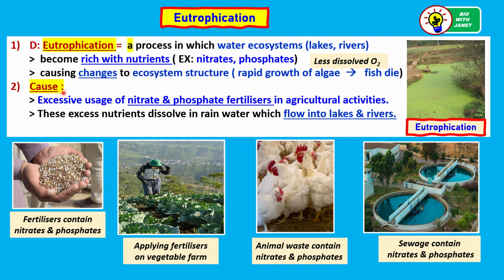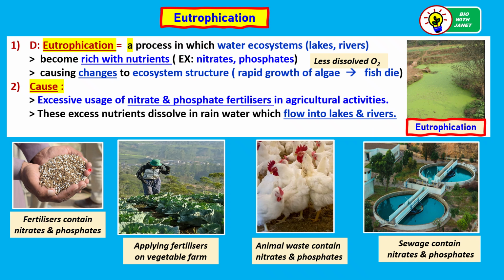Now, cause. The cause is the excessive use of nitrate and phosphate fertilizers in agricultural activities. This is just one of the main causes or the main sources of nitrates and phosphates. These excess nutrients dissolve in rainwater which flows into lakes and rivers. There are other sources or causes of eutrophication which we'll see in the next slide.